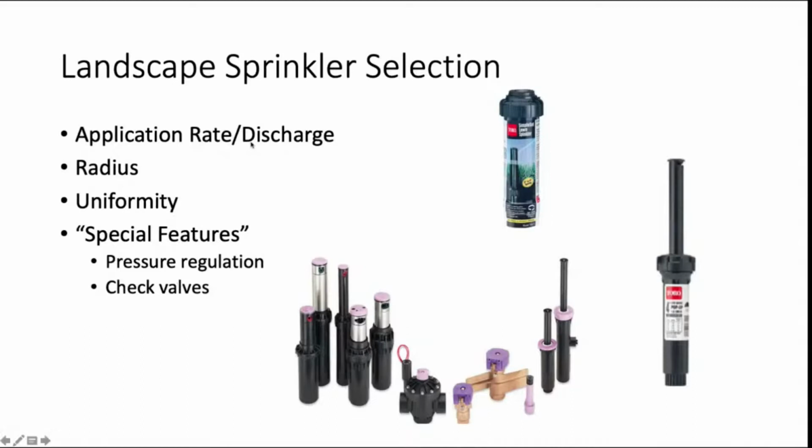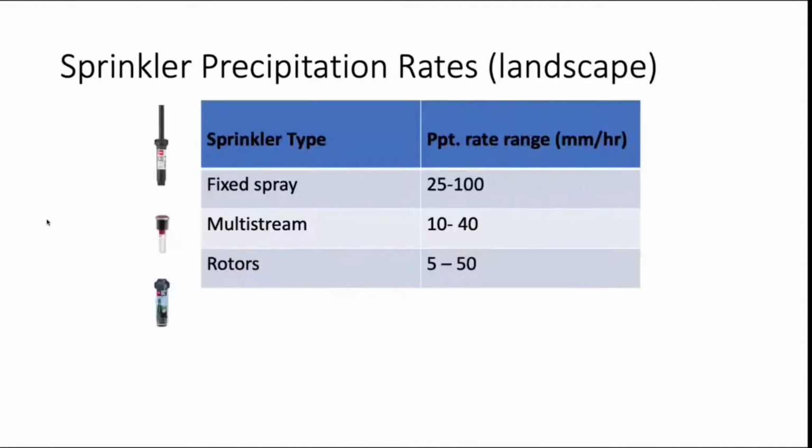But again, we'll look at application rates and discharge and radius, and that from a manufacturer's chart, and we'll get to uniformity a little bit later. So what do we talk about in terms of precipitation rates? Precipitation rate or application rate is going to depend on not just on the sprinkler, but in the spacing, how close or far away you space them. The closer you space the same group in the sprinklers, the higher the application rate, because you're putting out more volume of water per unit area, per unit time.